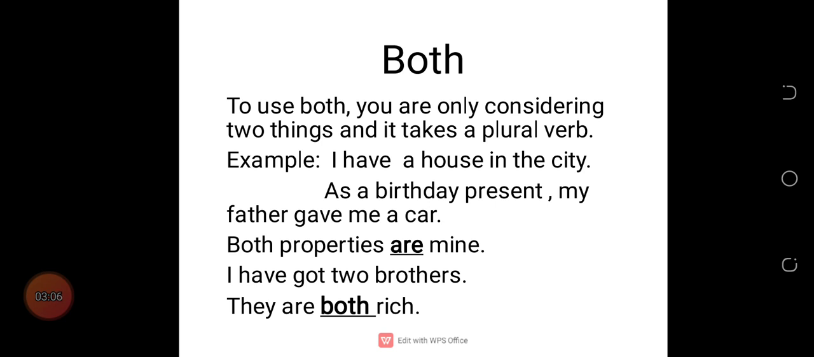Okay. The second example, I have got two brothers. So what are the two brothers? Do you want to tell us? They are both rich. So just these two brothers, okay? They are both rich. Very good. I hope we are making headway. All right. Let's look at the next quantifier.